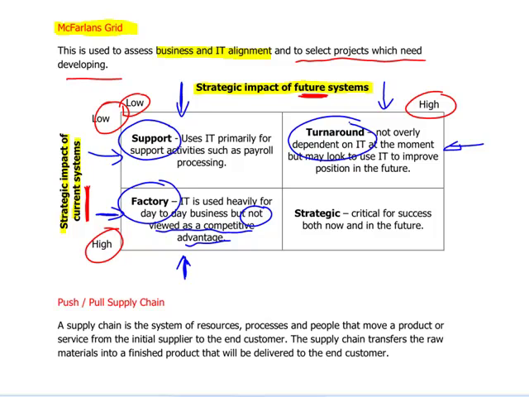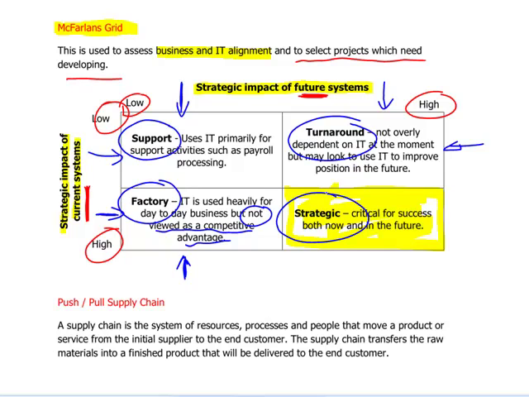Now, as is often the case with these matrices, what is the situation in this quadrant? When the current impact is high and the future is high, this one is critical. This is key. This is strategic. This is known as strategic.